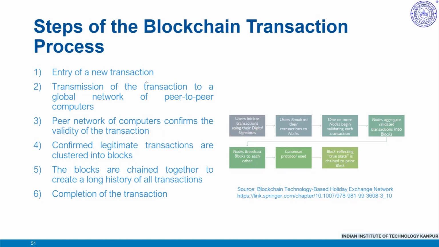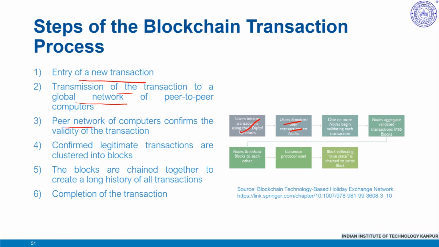Now, a blockchain transaction has to undergo several steps before it becomes part of the blockchain. A critical aspect of blockchain technology is the way it authorizes and confirms transactions. Let's see the steps below to highlight how a transaction takes place. So first, entry of a transaction. The user initiates the transaction using digital signatures. Then the transmission of the transaction to the global network of peer-to-peer computers. This is done by users broadcasting their transaction to nodes.